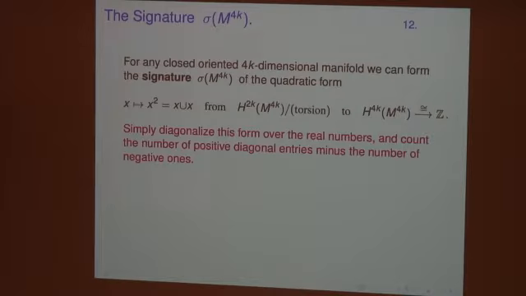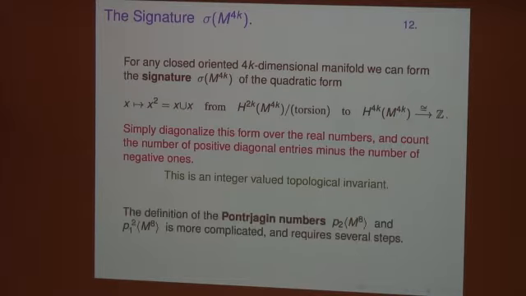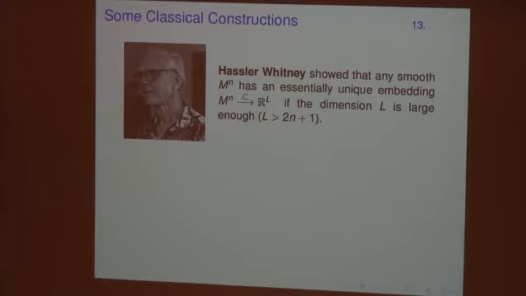Now what I need is a formula which expresses this signature in terms of other invariants, which are called Pontryagin numbers, and the definition is a little bit more complicated and will require several steps. So let me go ahead. First of all, I need some classical constructions.